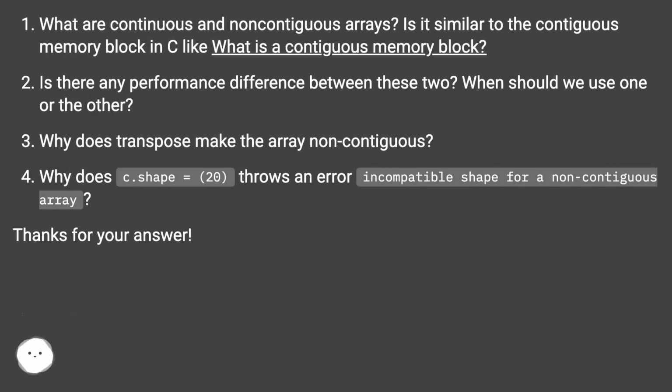Like, what is a contiguous memory block? Is there any performance difference between these two? When should we use one or the other? Why does transpose make the array non-contiguous? Why does C.shape = 20 throw an error, incompatible shape for a non-contiguous array?